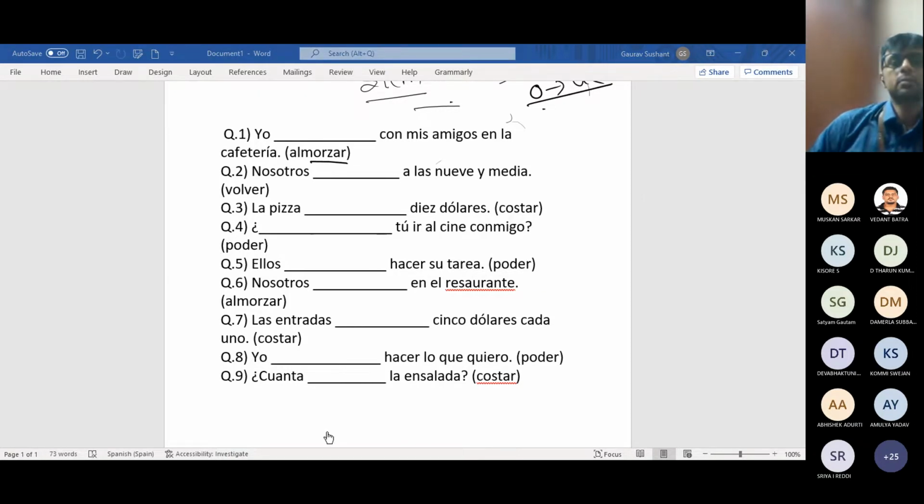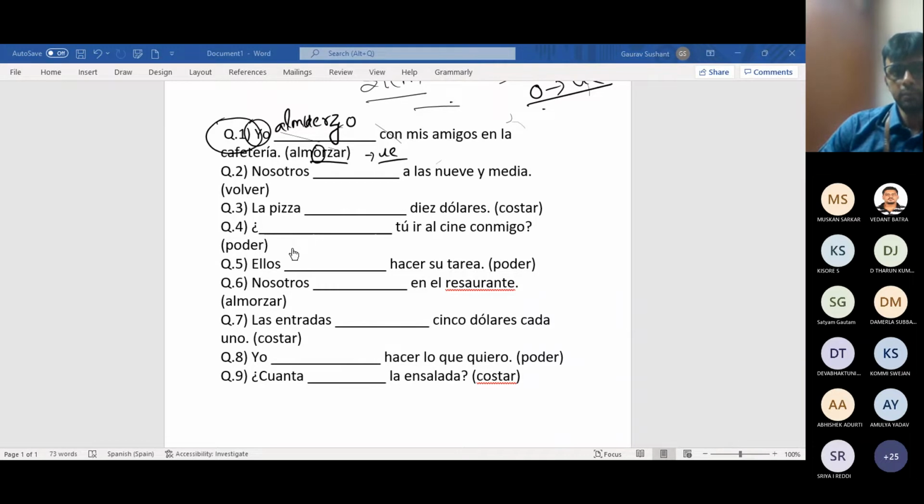Let me ask somebody. Vedant, can you tell me the answer for this one? Question number one. Yes, sir. It will be yo almuerzo con mis amigos en la cafeteria. Yes. So being a stem changing verb, this O will change to UE. Why? Because the subject is yo. So yo almuerzo con mis amigos en la cafeteria. Okay, thank you.